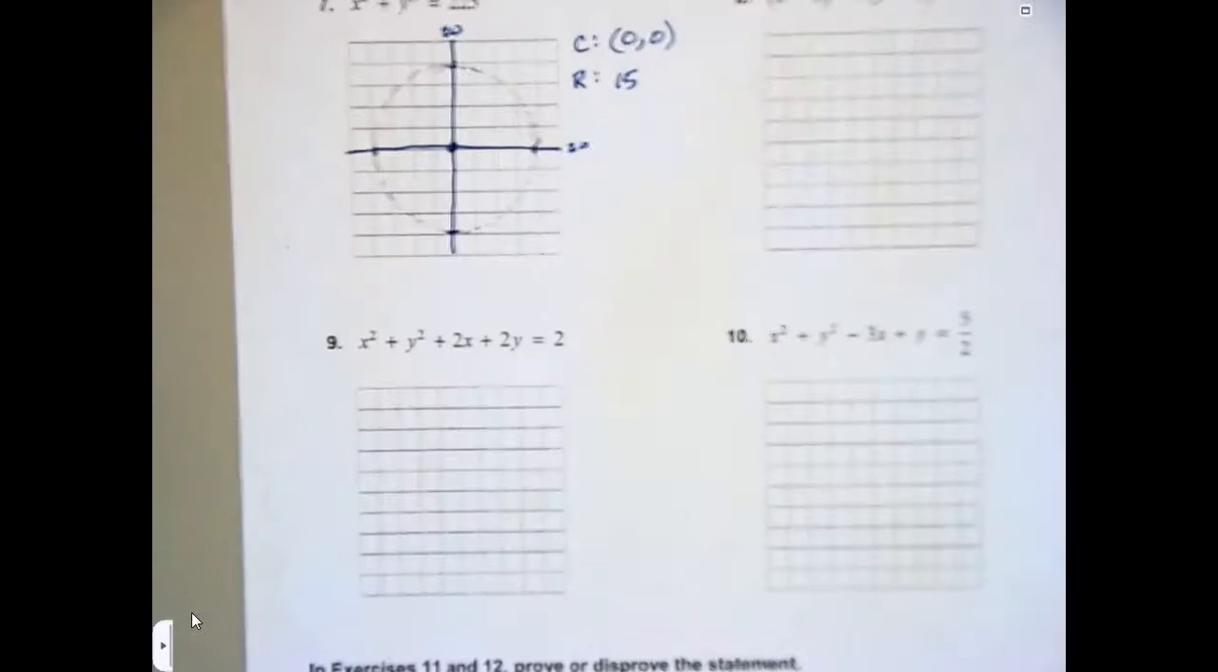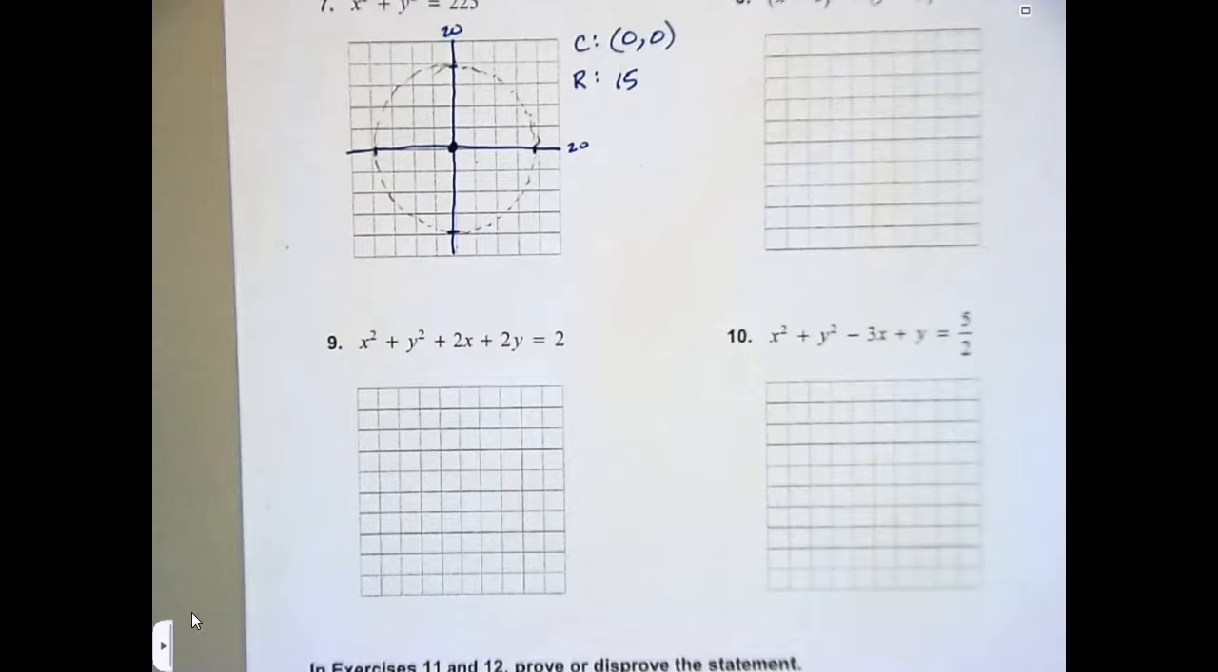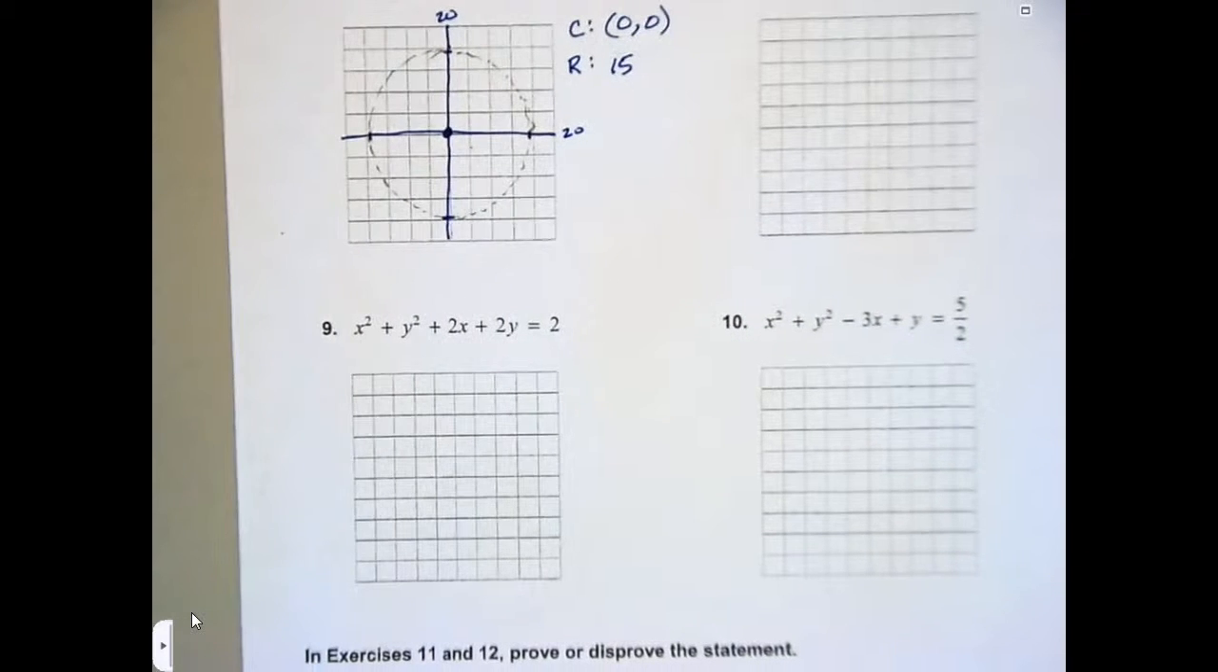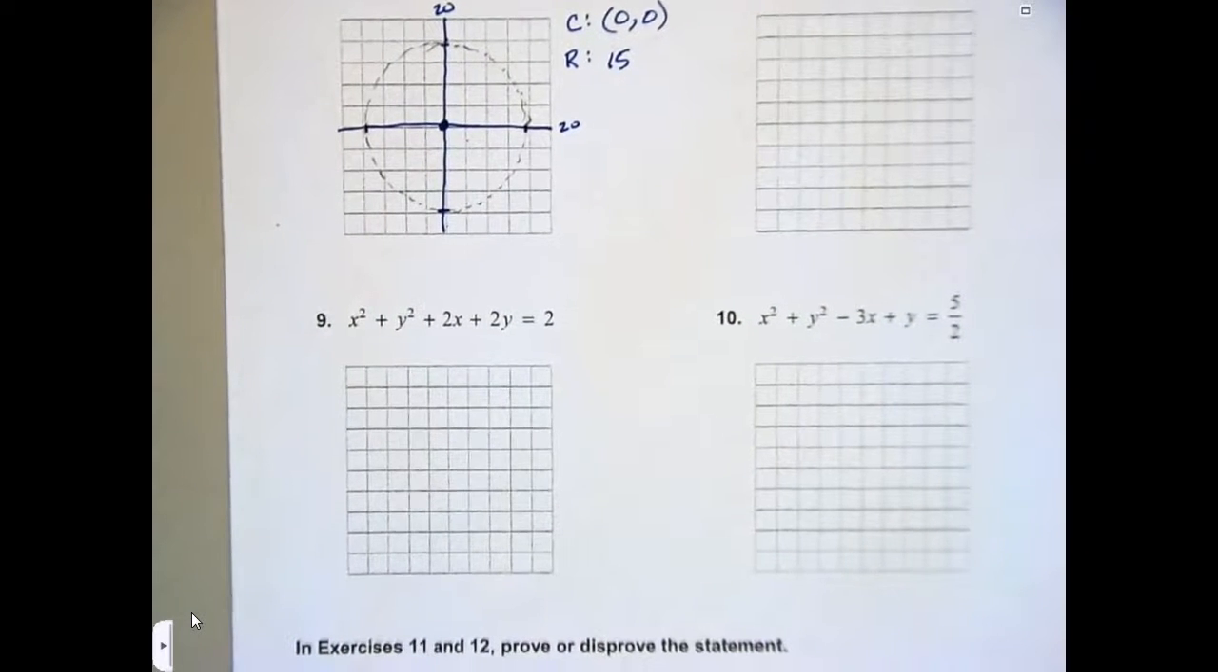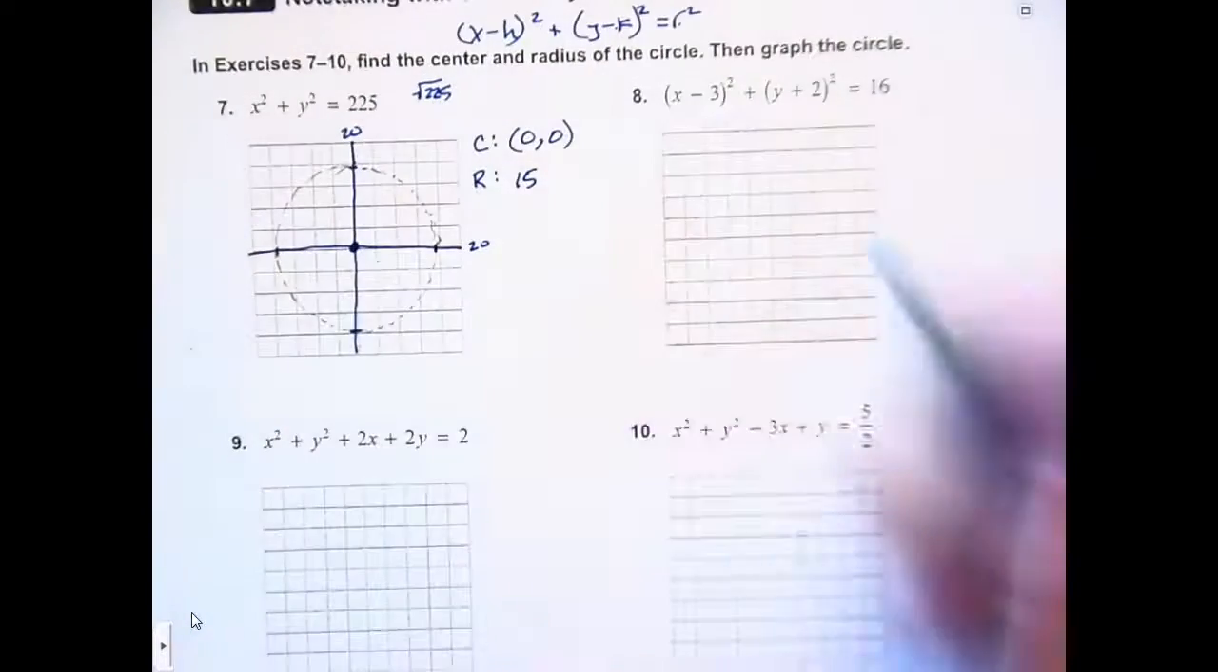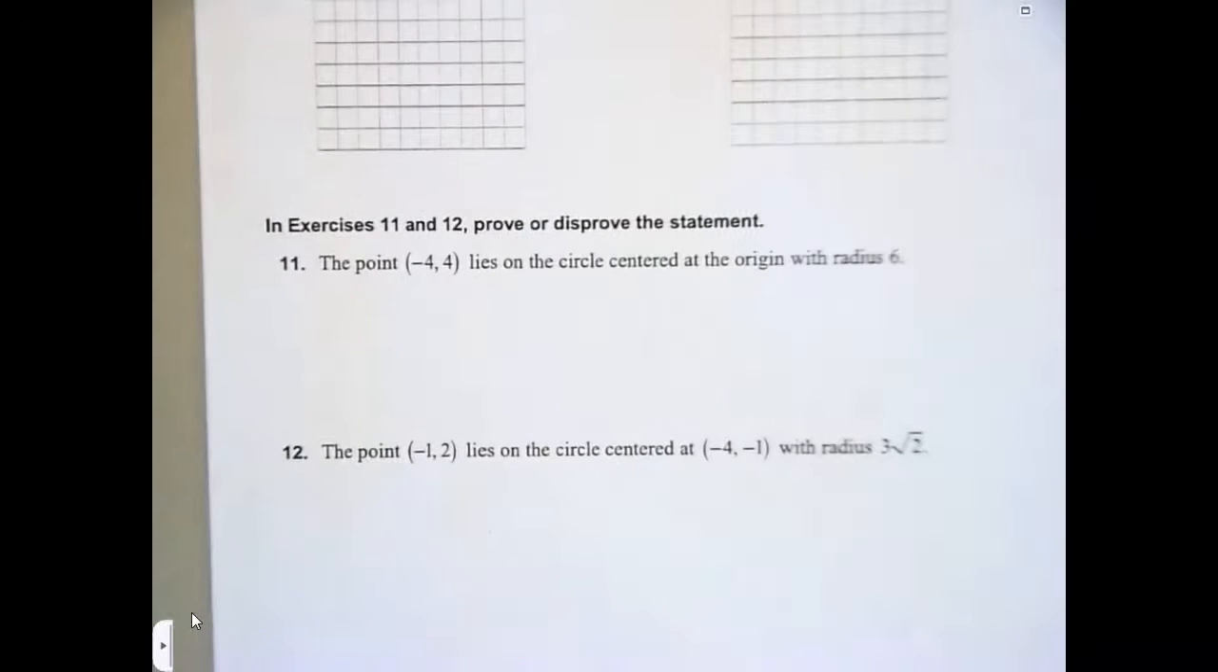Okay, I am going to skip number 9 just for a minute, and go down to 11. There are these other ones here, but number 8 is very similar to number 7, and number 9 and 10 are kind of the same, but I'm going to skip those for a minute and go down to number 11. Number 11 says the point (-4, 4) lies on the circle centered at the origin with a radius of 6. Prove or disprove it.